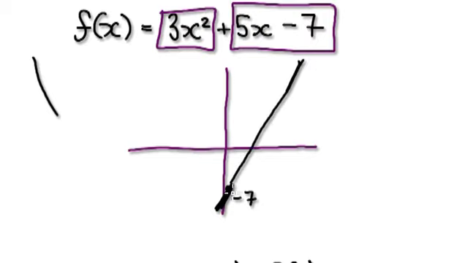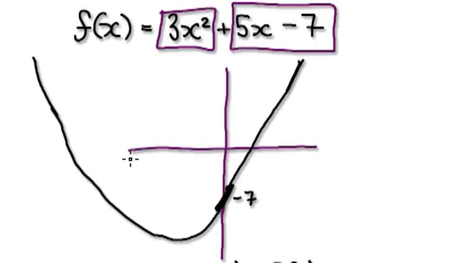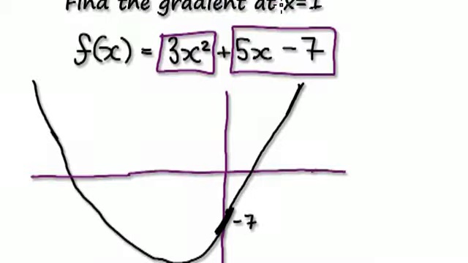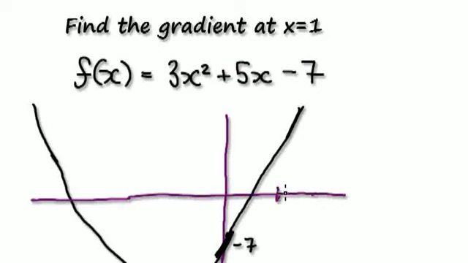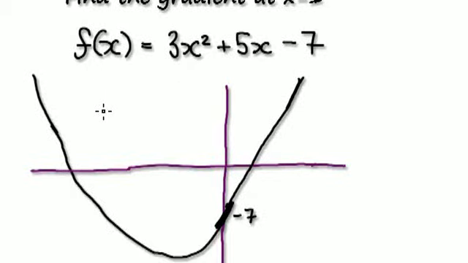Now joining everything together, your graph will look something like this. Okay, hang on, let me just tidy this up. So your graph will look something like this. Now we want to know the gradient at x equals 1. But we don't know where 1 is. 1 is probably somewhere over here. We don't know, but let's just find out the gradient first.